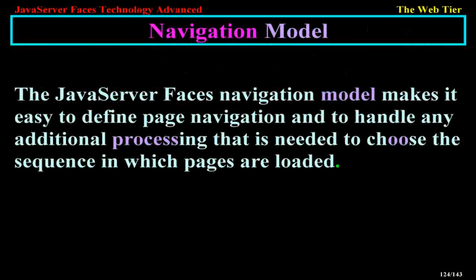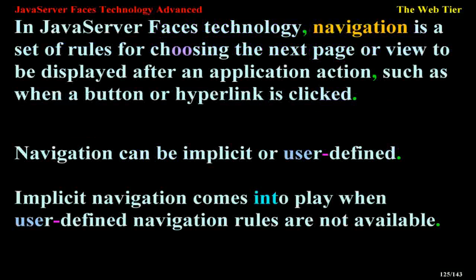Navigation model. The JavaServer Faces navigation model makes it easy to define page navigation and to handle any additional processing that is needed to choose the sequence in which pages are loaded. In JavaServer Faces technology, navigation is a set of rules for choosing the next page or view to be displayed after an application action, such as when a button or hyperlink is clicked.